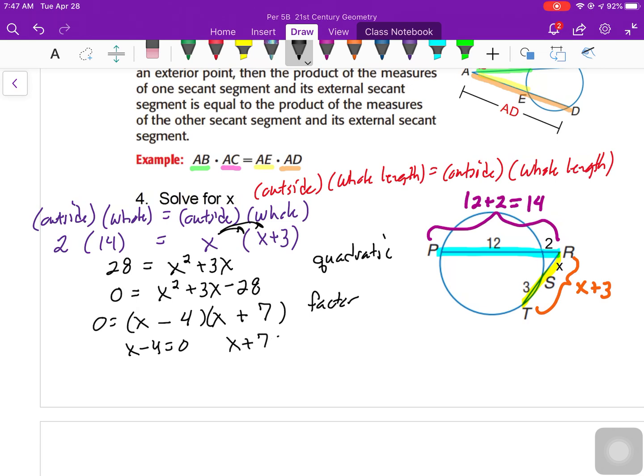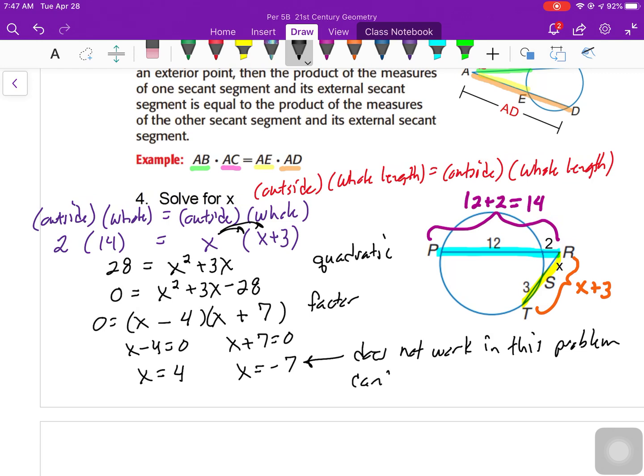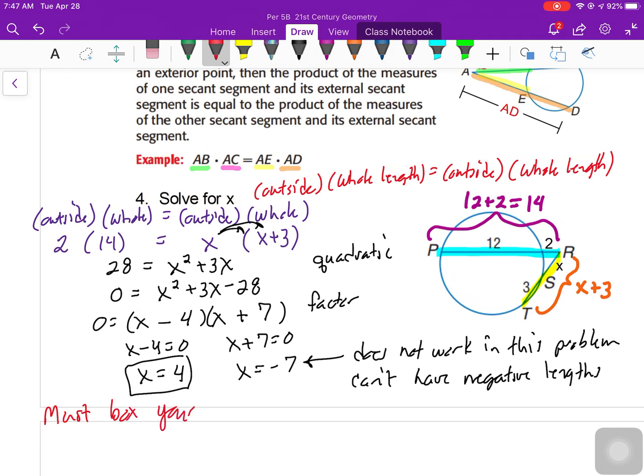And now to finish solving, I have to set each of those equal to 0. When I solve that first one, I end up with x equals 4. When I solve the last one, I end up with x equals negative 7. Now, the negative 7 won't work here, and the reason that one won't work in this problem is because we can't have negative lengths. So then we would box the 4. And once again, in this chapter, you absolutely must box your answers.